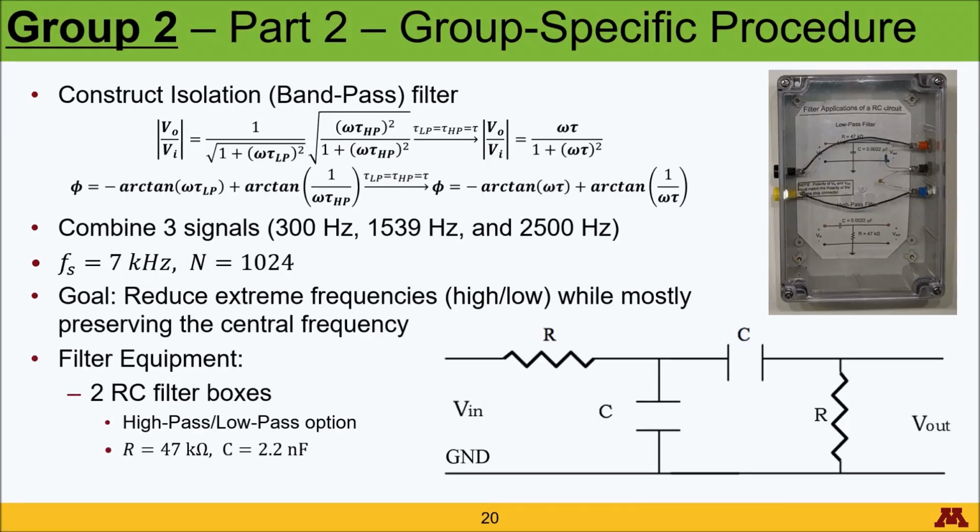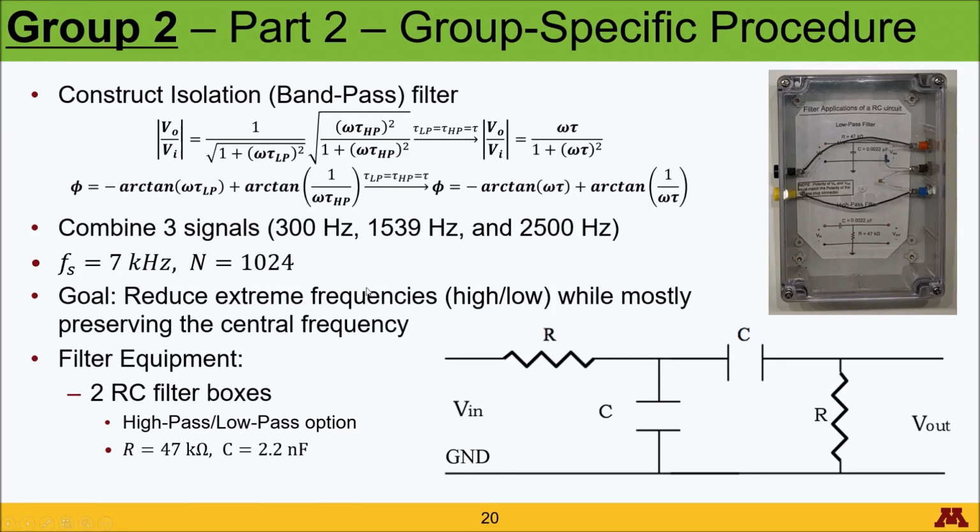Group 2, you're tasked with constructing an isolation filter, aka a bandpass filter. So you'll notice that the equation is actually a composition of the low pass and high pass equations, basically because you're passing it first through the low pass filter and then moving on to a high pass filter. And a simplification that we make is that the resistance and capacitance are equal, and therefore the time constant that you would calculate is also equal. And so this can simplify both of these equations to what's given here.